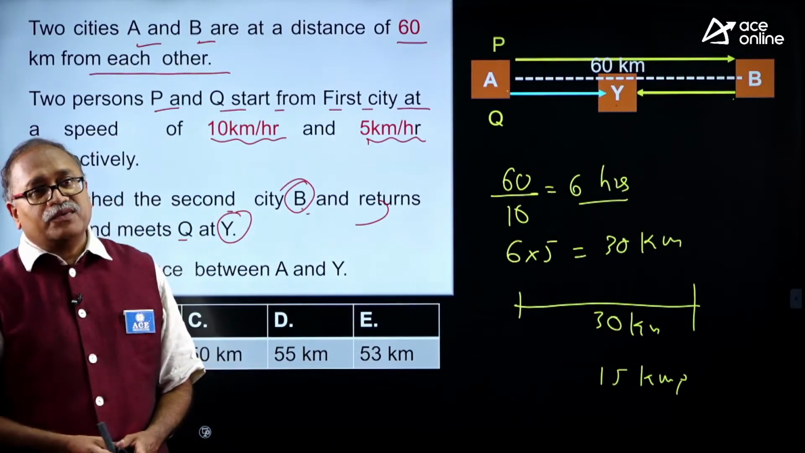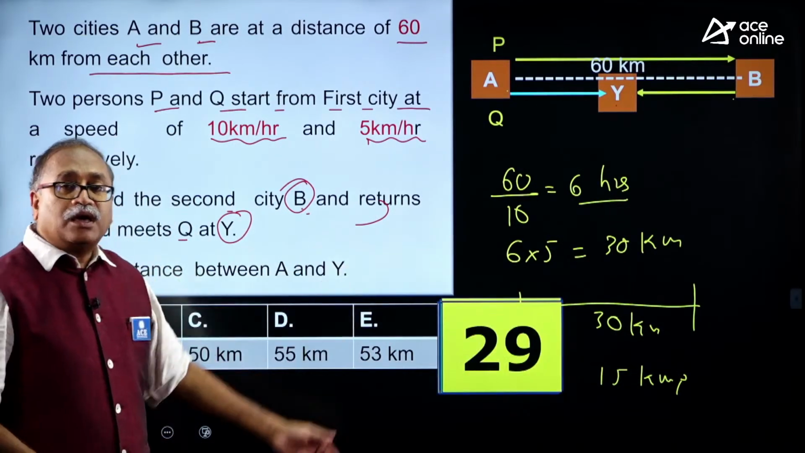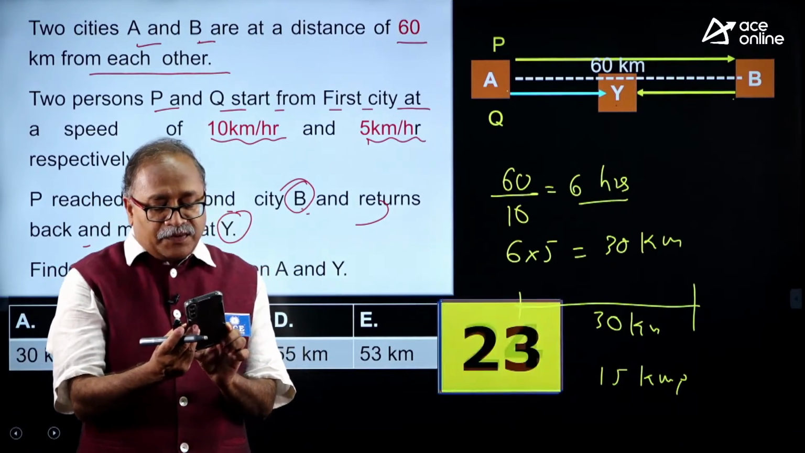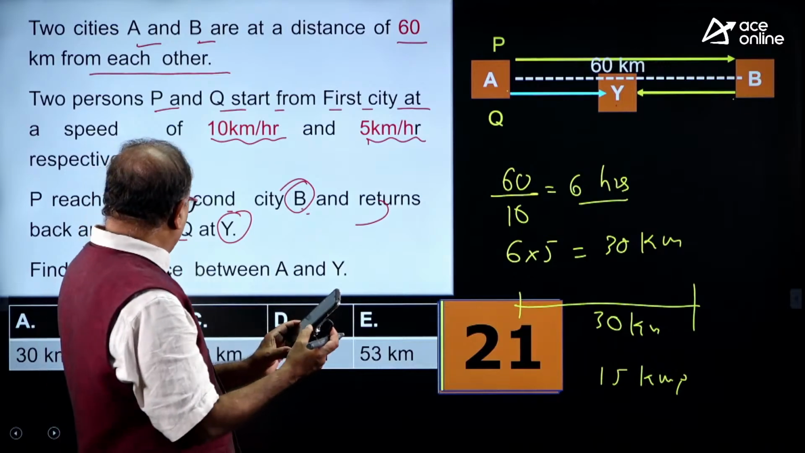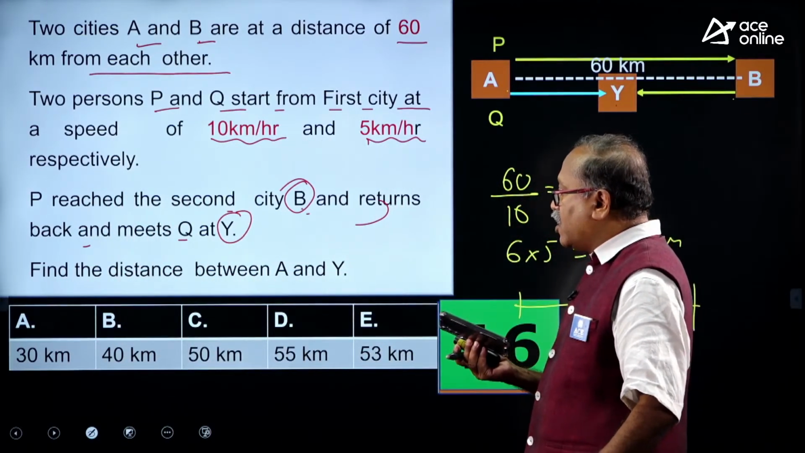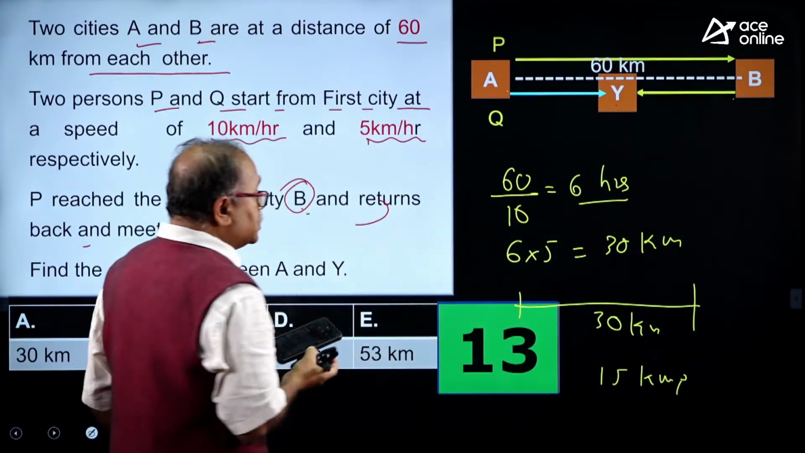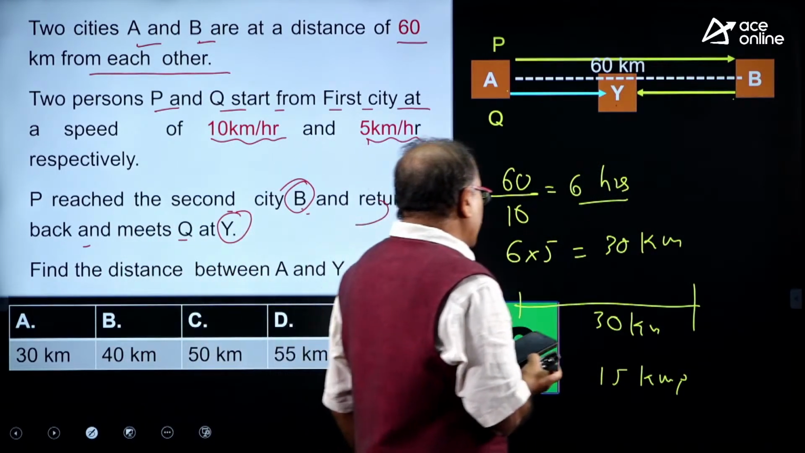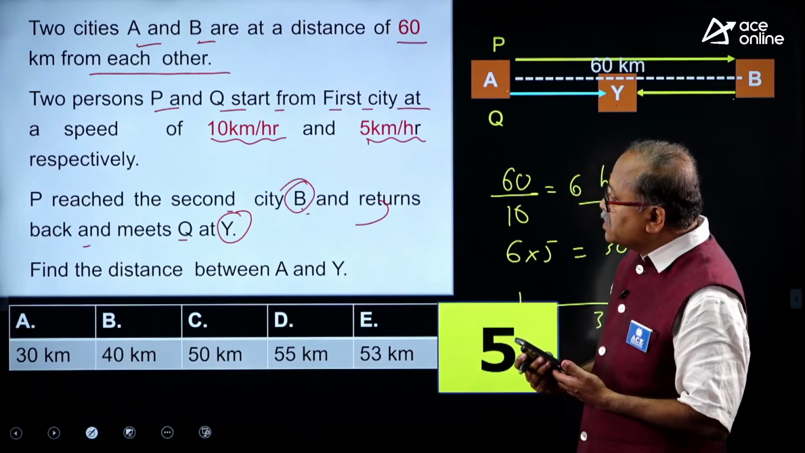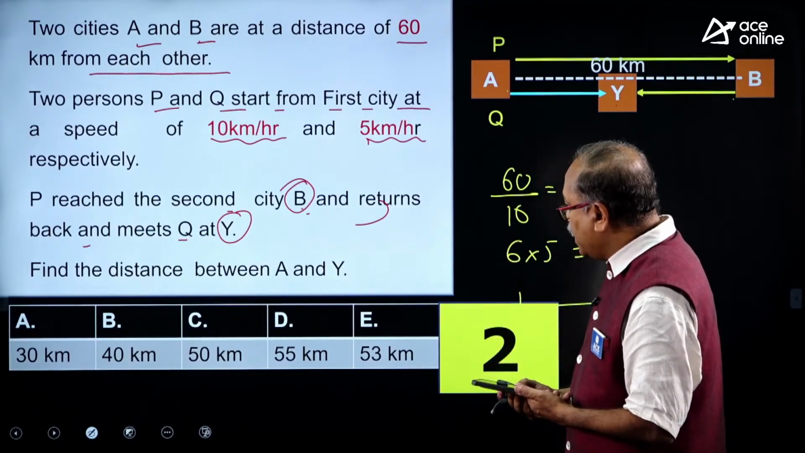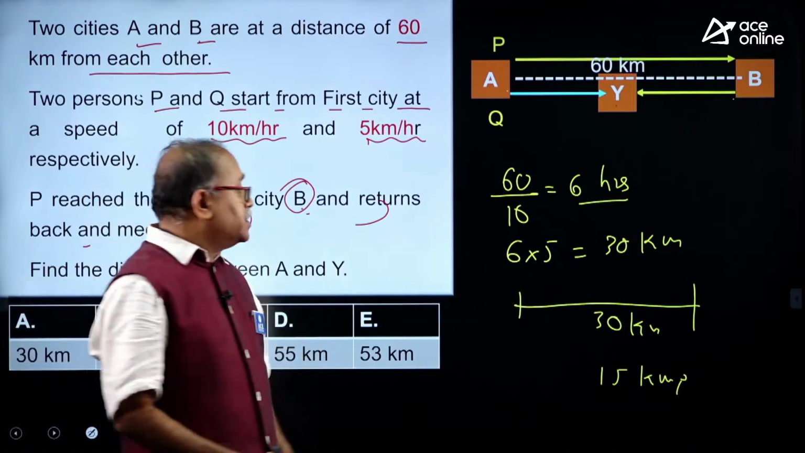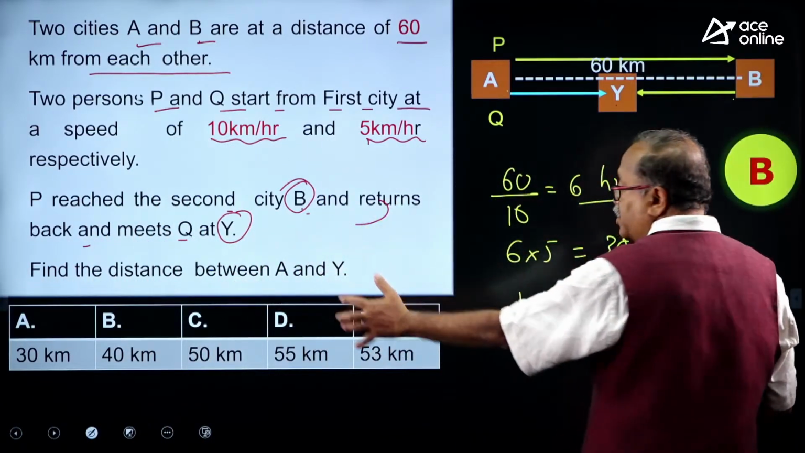Okay. From here onwards, if you can answer the question, try it. I am giving 30 seconds for you to think about it, and then I will respond. Come on my dear friends. Prashanti has said 30. Is it 30? Okay, you are saying option A. Okay, my dear friends, let me see that. Find the distance between A and Y. Okay. The time is up. Let me check the option, and the option is B, 40 km.